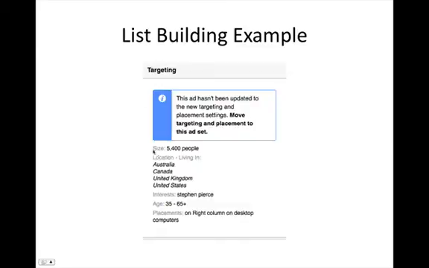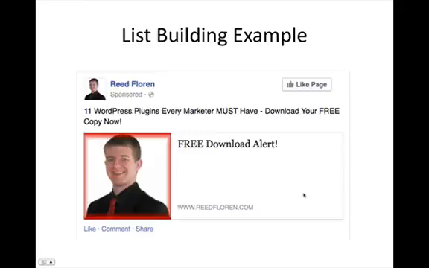And so this targeted 5,400 people living in Australia, Canada, United Kingdom, United States, who liked Stephen Pierce, who's an internet marketer, age 35 and up, on the right column. So notice a lot of my ads have been right column. They've been incredibly successful, high return on investment.